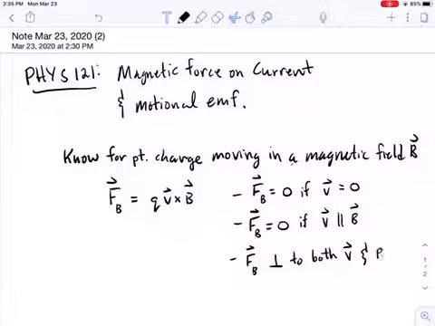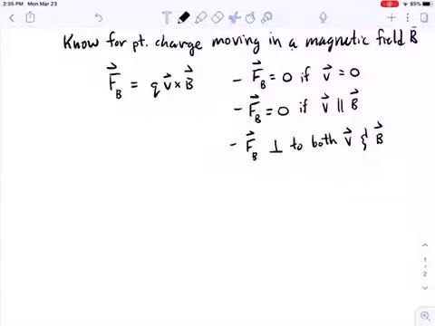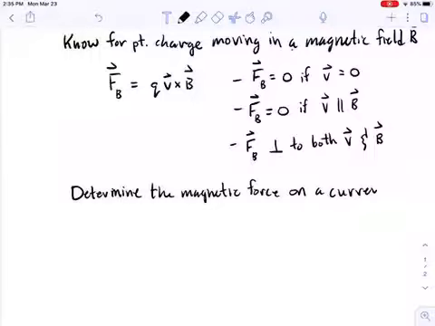And the magnetic force was perpendicular to both V and B. Okay, so commonly we don't always just have isolated point charges moving with some velocity. We often have a collection of charges, say conduction electrons, in a wire or something. And so let's try to determine the magnetic force on a current in a magnetic field.